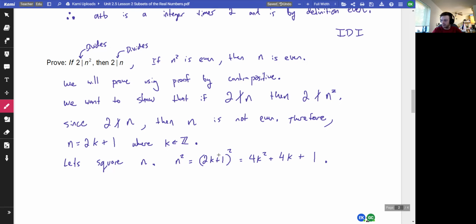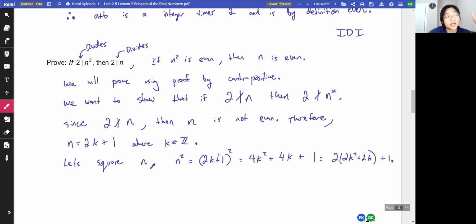N squared, I'm going to make this a comma so I never start a sentence with a symbol. N squared is equal to (2k plus 1) squared, which is equal to 4k squared plus 4k plus 1. Do we have secretly an odd number in there? Can we write it as 2 times an integer plus 1? I think so, because we can factor out a 2 from 4k squared plus 4k. So we end up with 2 times (2k squared plus 2k), and then close those parentheses and get a plus 1.